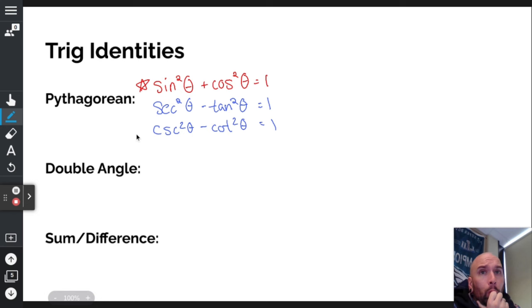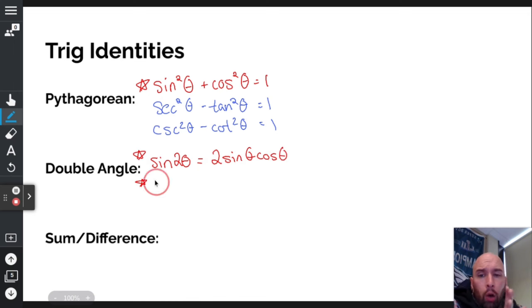The double angle formulas, the double angle identities, is what if instead of giving you like sine something, I give you sine 2 theta? Well, you can rewrite sine 2 theta as 2 sine theta cos theta. Memorize that. Also, cos 2 theta is going to be cos squared theta minus sine squared theta.